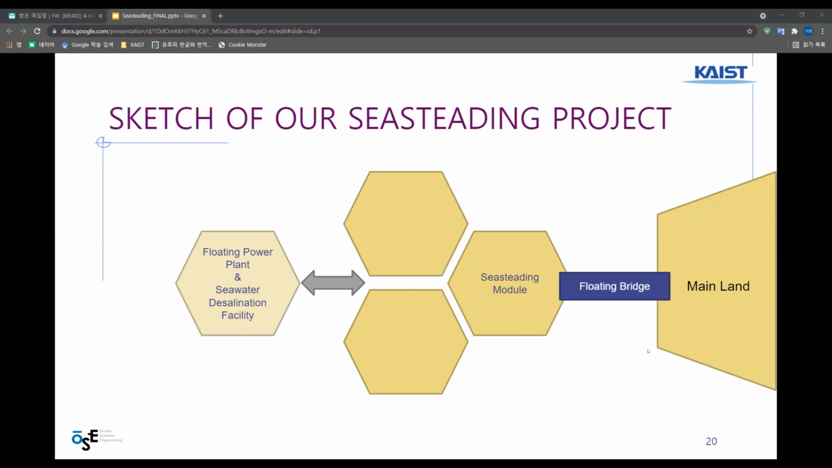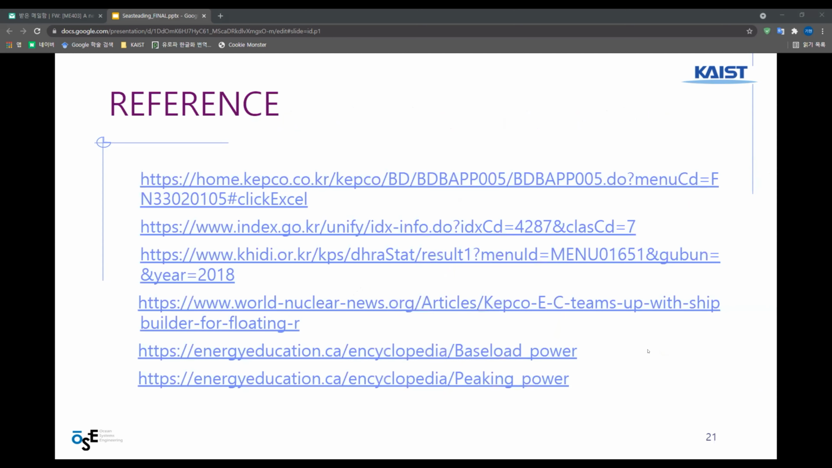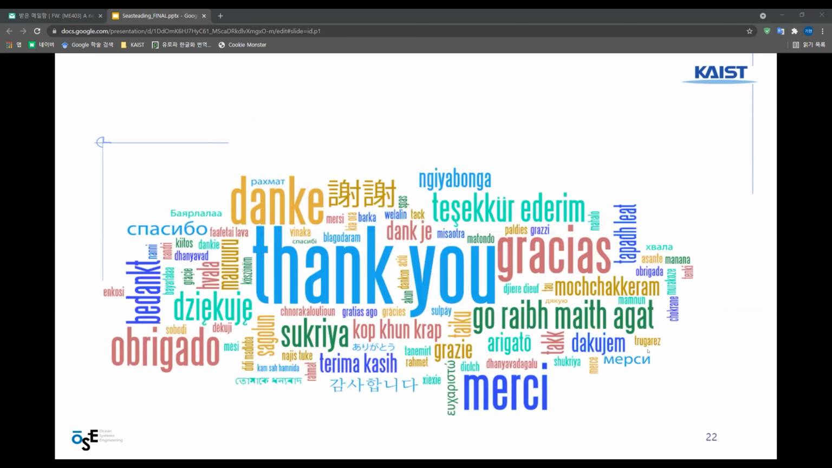So this is our brief sketch of the system project. 75 system modules are connected with the main LAN by a bridge. People and resources as common goods go through these bridges. The electric and water supply needed for the system are supplied by the floating power plants and the seawater desalination facilities. And this is our reference. Thank you for listening to our final presentation.